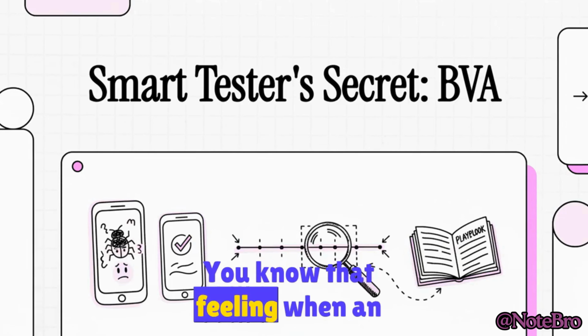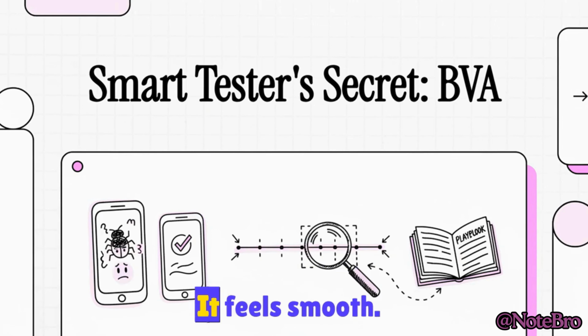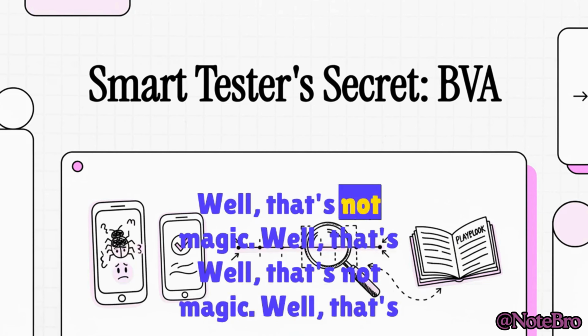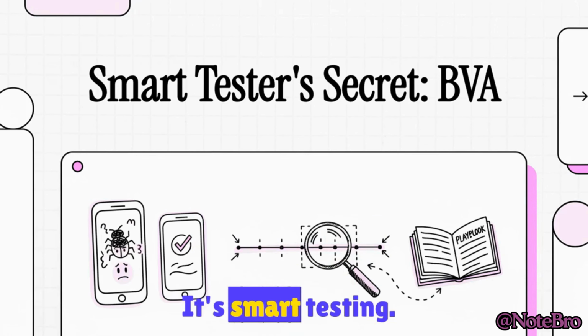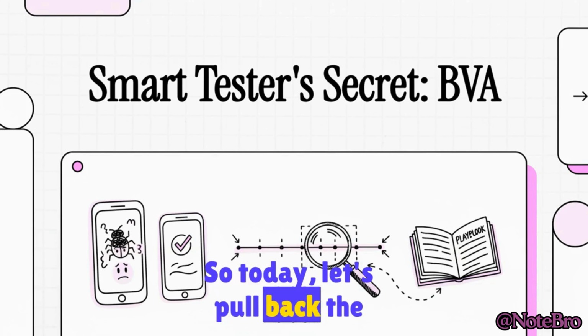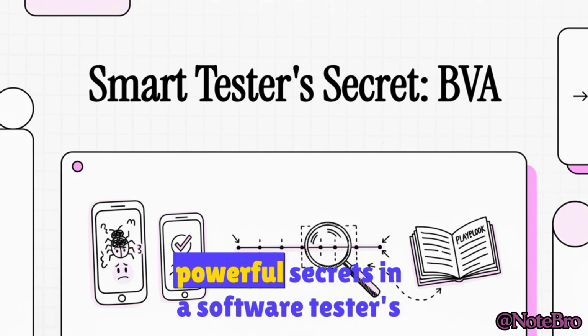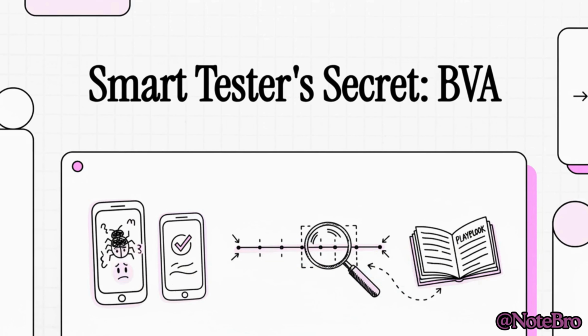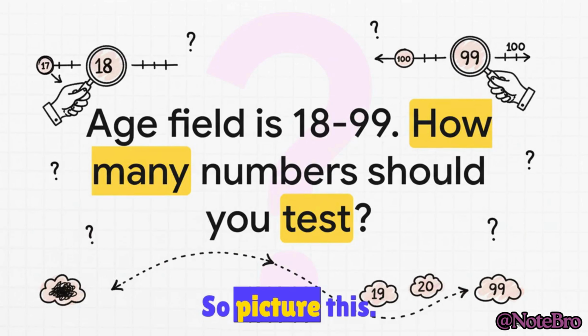You know that feeling when an app just works? It feels smooth, it doesn't crash, it does exactly what you expect? Well, that's not magic. It's smart testing. So today, let's pull back the curtain on one of the most powerful secrets in a software tester's playbook, boundary value analysis.